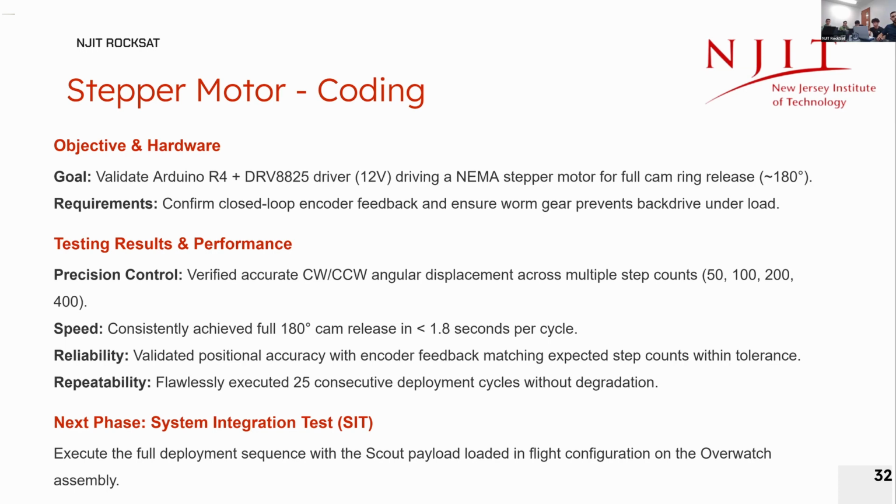So from the testing results, like you just mentioned, we verified the accurate counterclockwise and clockwise angular displacement across multiple step counts, which you have mentioned, like 50, 100, 200, 400. The speed, we're trying to consistently maintain 180 full cam release with less than 1.8 seconds per cycle. We are validating the positional accuracy with encoder feedback, matching expected steps with tolerance, repeatability, flawlessly executed 25 consecutive deployment cycles without degradation. Like mentioned, we're trying to have a consistency throughout the system.